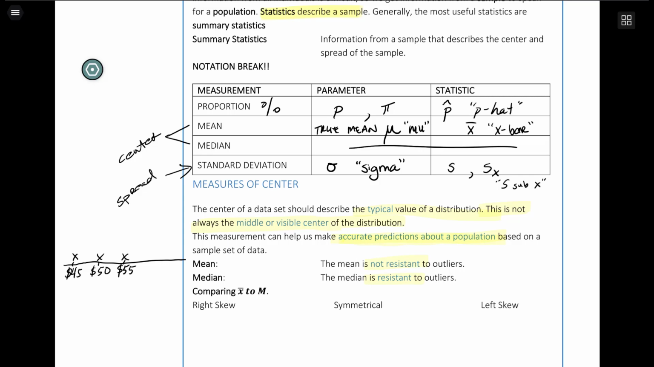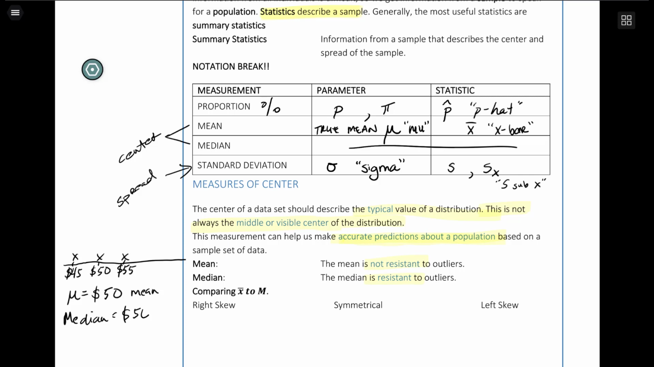Now, the mean of your entire population of shoes is pretty simple. Add all of those up and divide by 3, and we end up with $50. That's our mean. Okay, the median, however, is that going to be any different? Well, remember that the median is always the middle value. So the middle value in this case is indeed still $50.